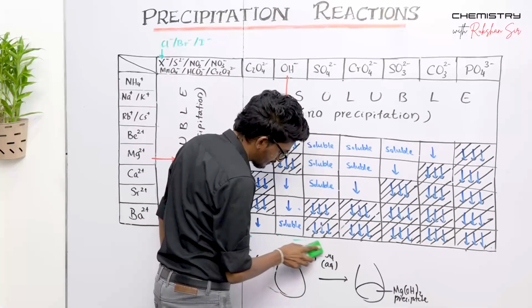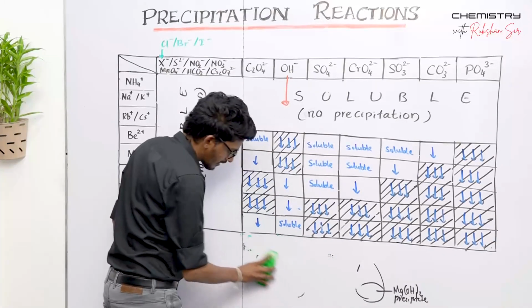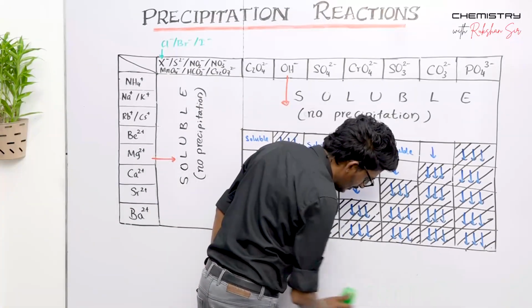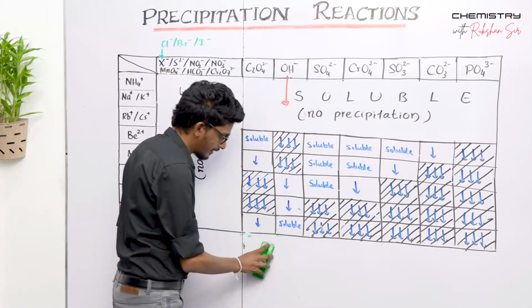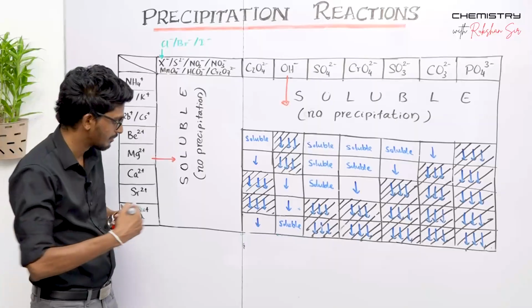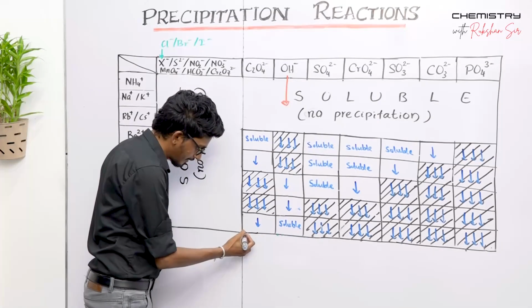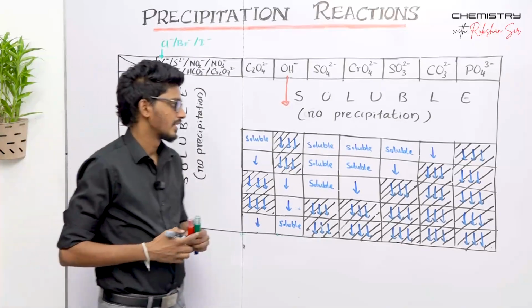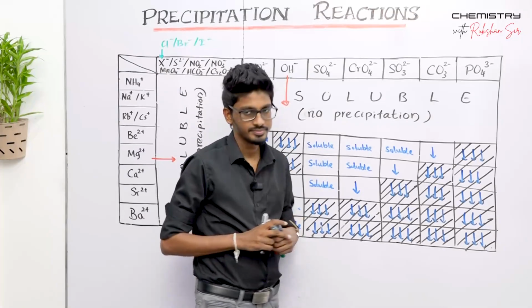about this precipitation table, right? Let's discuss the patterns of this precipitation table before going for the calculation questions. Let's discuss a few of the patterns appearing with the precipitation table, right? Okay, let's come up with them one by one.